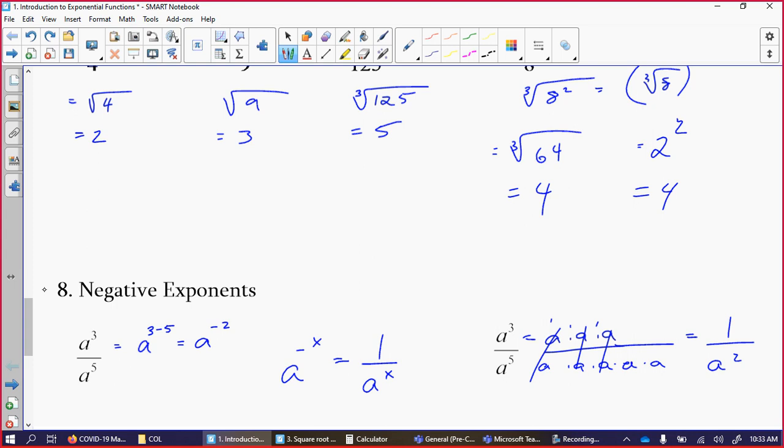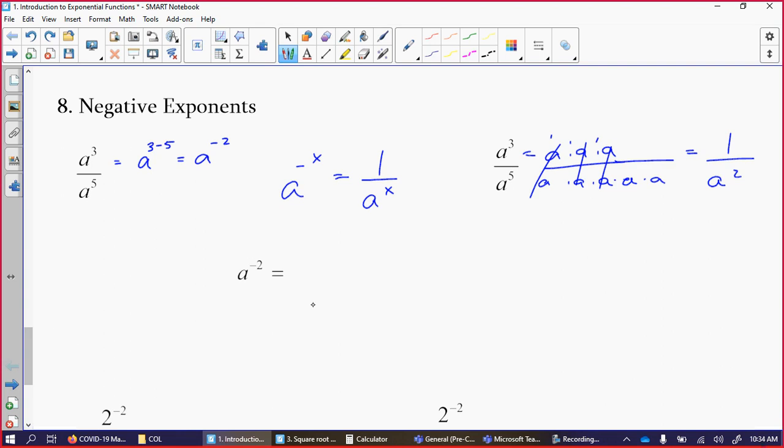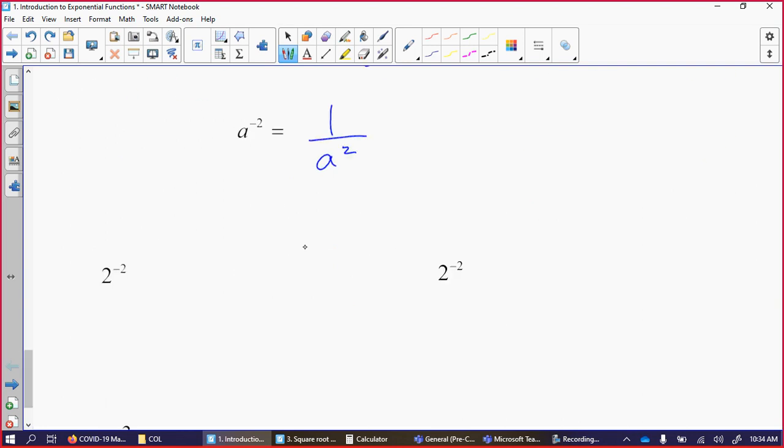And we're going to use this idea when we do some exponential functions. So a to the negative 2 is 1 over a squared. 2 to the negative 2 is 1 over 2 squared, which is 1 over 4.